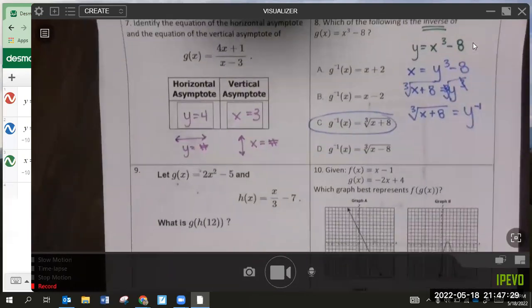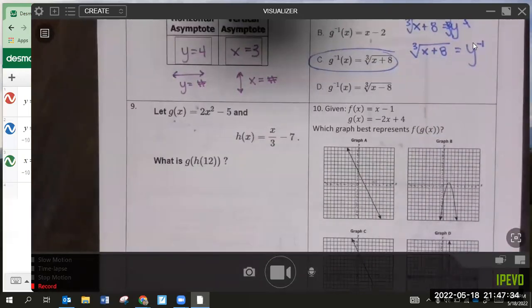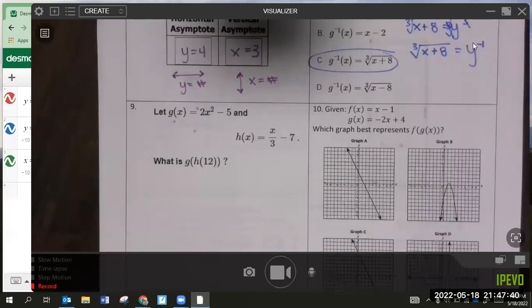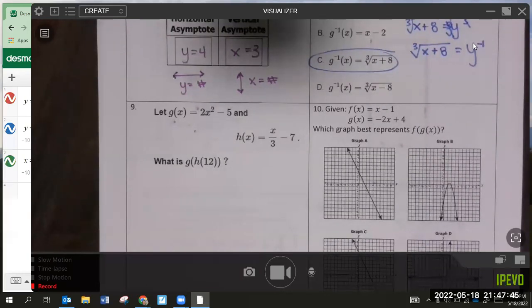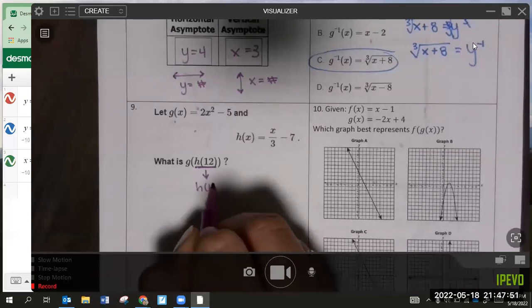For 9, this is composition of functions. If you have g of x be 2x minus 5 and h of x be x over 3 minus 7, they want you to compose g of h of 12. Now, we deal with this kind of as a layer, and we're going to deal with the inside layer first. We're going to find just h of 12.